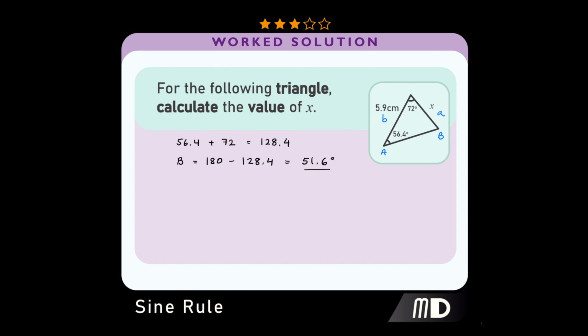For this question, the sine rule is given as a divided by the sine of A equal to b divided by the sine of B. Substituting the values of a and b given to us for both the angles and sides, we get x divided by the sine of 56.4 equal to 5.9 divided by the sine of 51.6.